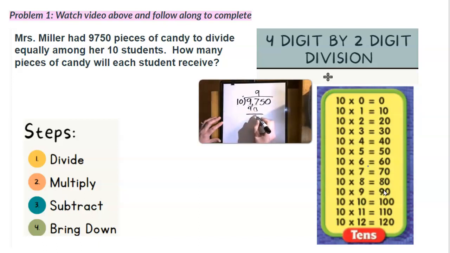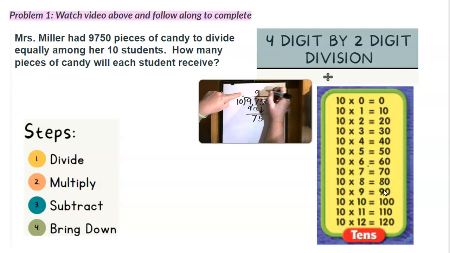Subtract. 97 minus 90 is 7. Bring down the 5. How many times? So we're back to division again. 75 divided by 10.